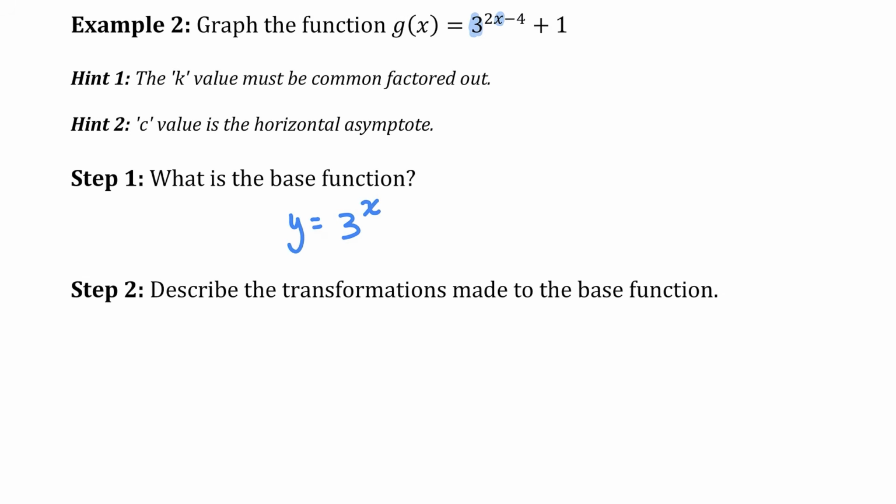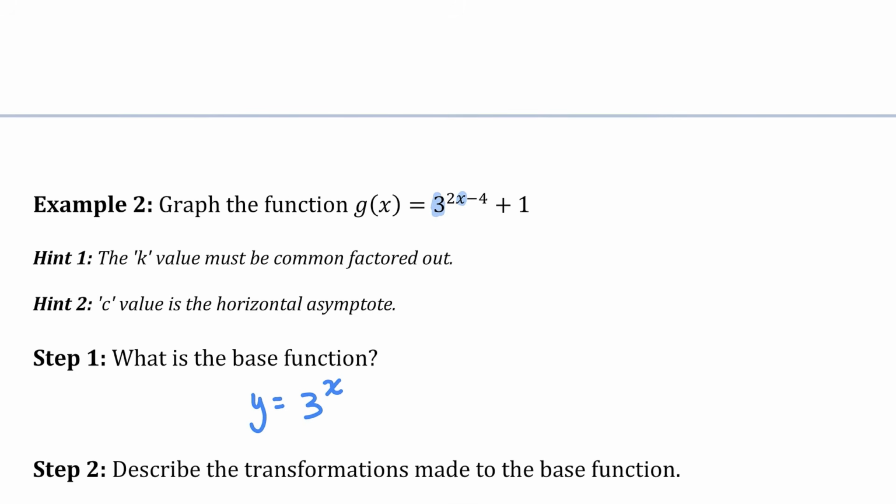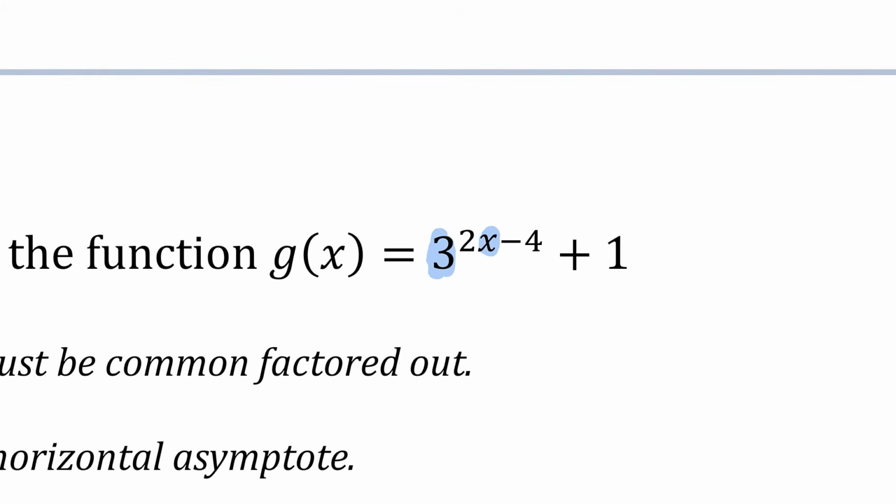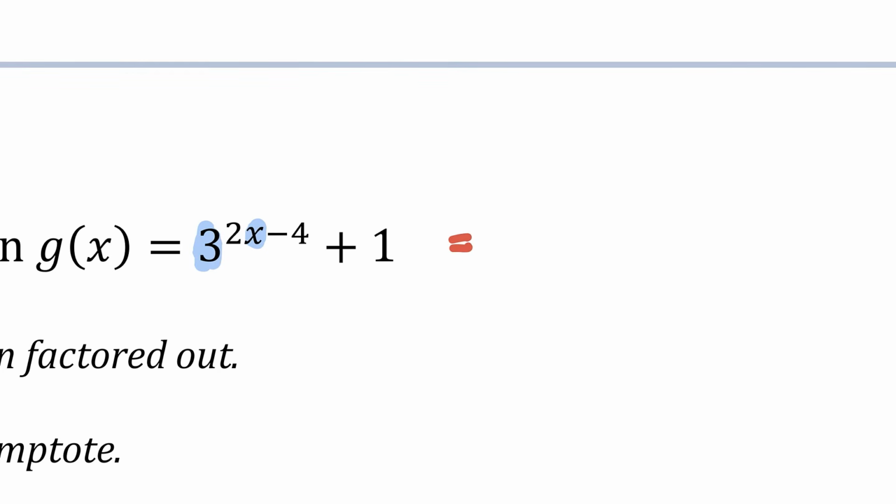Step 2 says describe the transformations made to the base function. This one's a little bit tricky. If you see this hint here, it says the k value must be common factored out from the exponent. So in the exponent here, I notice that the k value of 2 has not been common factored out from the two terms in the exponent. So I'm going to rewrite this function. I'll rewrite it as 3 to the power of 2 multiplied by, let me divide both the terms in the exponent by 2 to give me x minus 2. And then the c value is 1.